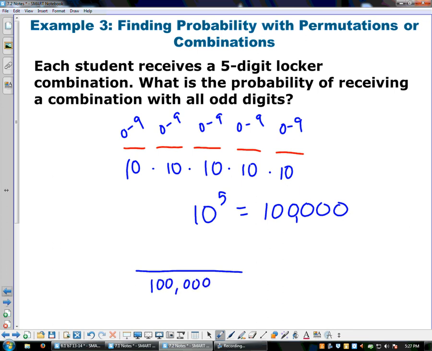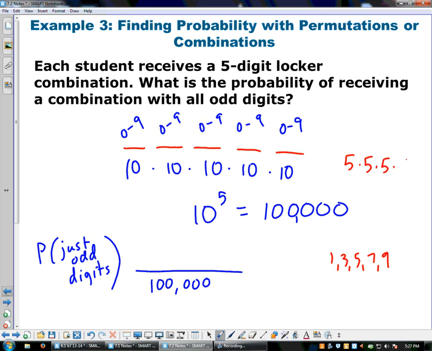Now, we're looking for combinations with just odd digits. Out of those 10 different digits, how many of those are odd? In each case, we're going to have 5 options for odd numbers: 1, 3, 5, 7, 9 for each of those spots in our locker digits. So we'd have 5 options for the first number, 5 for the second, 5 for the third, 5 for the fourth, 5 for the fifth. So we have 5 to the fifth options.